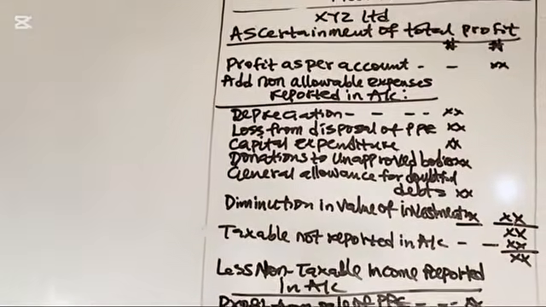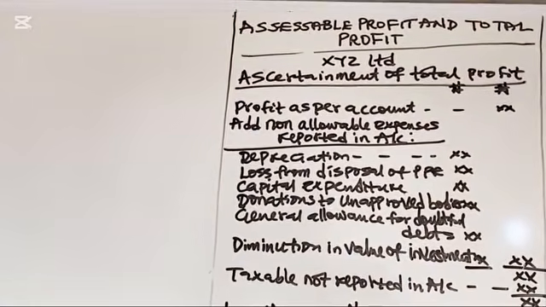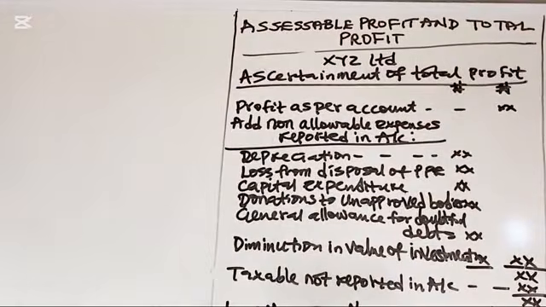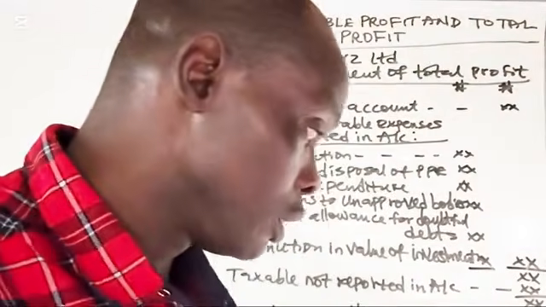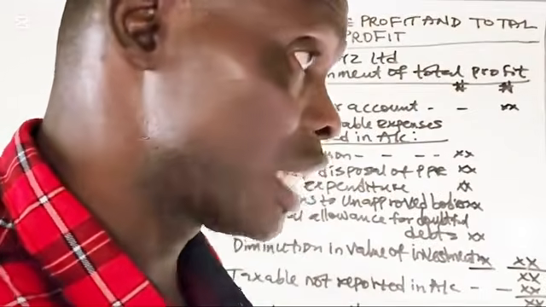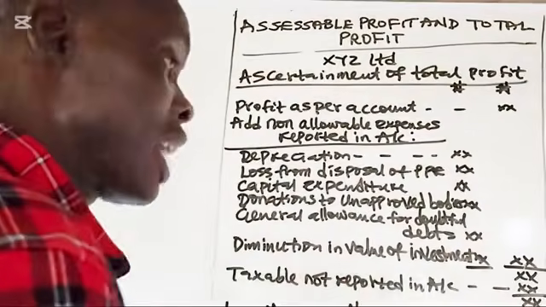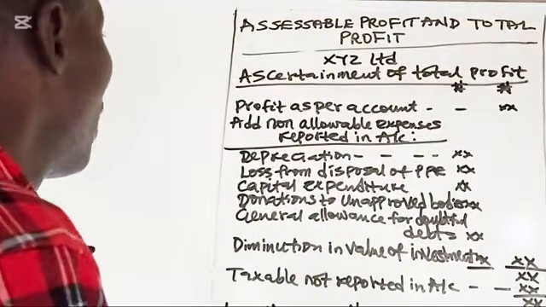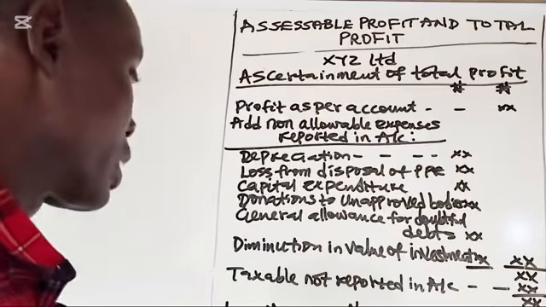So the examiner may give you the turnover or the revenue, and that will enable you to know the size of the company. But where the turnover or revenue is not given, you assume the company is a large company, and you may go ahead and use 30%.